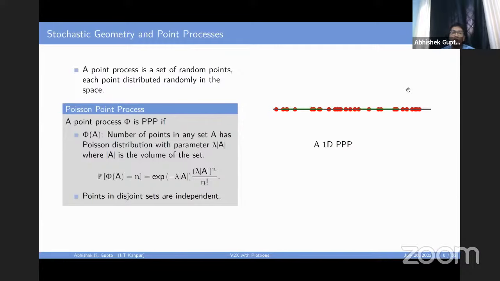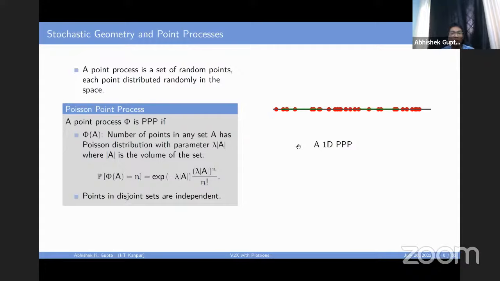So a Poisson point process is a particular type of point process which satisfies two properties: that if you take any set A, the number of points in that set A is again random, but it is distributed as a Poisson distribution with parameter lambda times the size of A. And lambda is known as the density of the point process. So if you have 10 points per meter square and you take 200 meter square area, then you will have 10 into 200, 2000 points on average in that set.